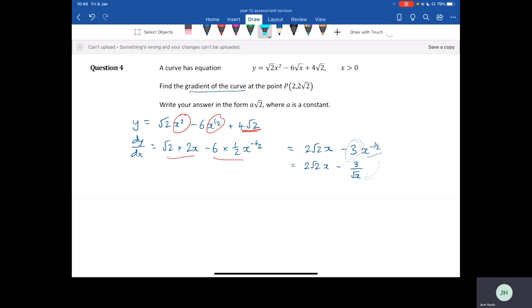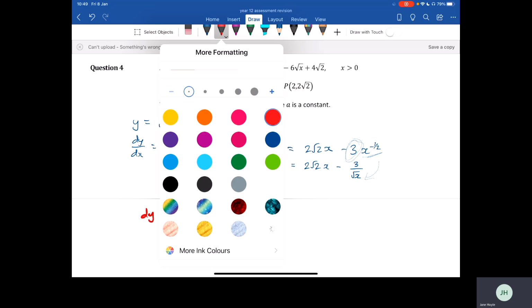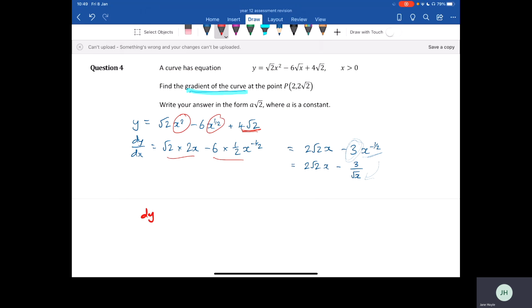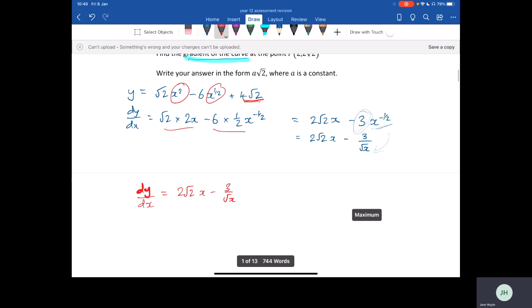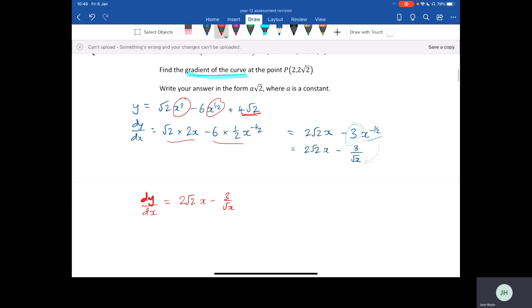And go back to the question, what we've actually got to do, find the gradient of the curve. So what we've got here, this expression is the gradient function. So what I've got here, my dy/dx, I'll just write it again on the next page: dy/dx is 2 root 2 x minus 3 over root x. That tells me the gradient at every point on the curve, the gradient function. We need to specifically work out the gradient when x is 2.